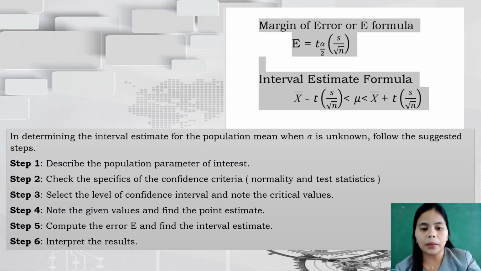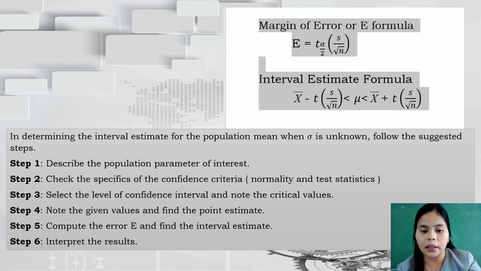In determining the interval estimates for the population mean when the population standard deviation is unknown, follow the suggested steps. First, describe the population parameter of interest. Second, check the specifics of the confidence criteria, so normality and the test statistic. Third, select the level of confidence and note the critical values. Fourth, note the given values and find the point estimate. Fifth, compute the margin of error and find the interval estimate. And lastly, interpret the results.